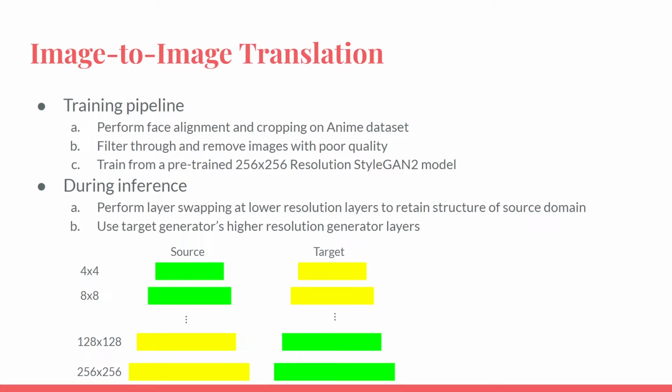During inference, we perform layer swapping at lower resolution layers to retain the structure of the source domain while using the target generator's higher resolution generator layers. This interpolation will help our final generated images retain the structure of the source domain images while having the looks and feel of the target domain images.